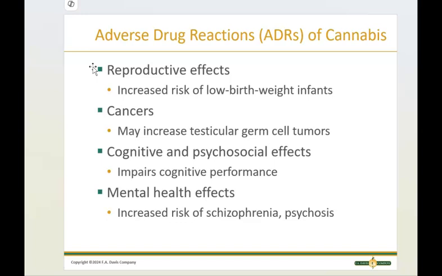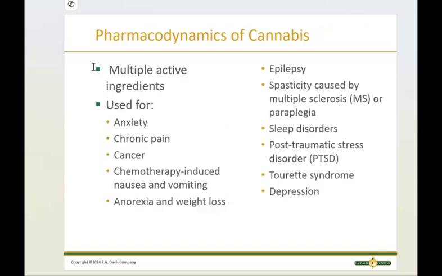There's been a lot of discussion about the use of cannabis in epilepsy, and there are some very specific types of diseases that have been shown to respond to cannabis, often in pediatric epilepsy.